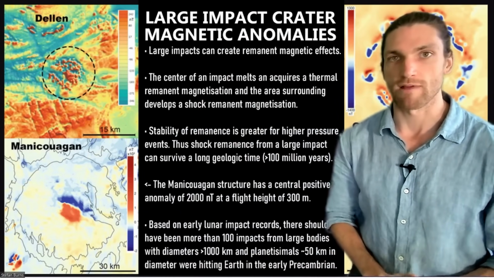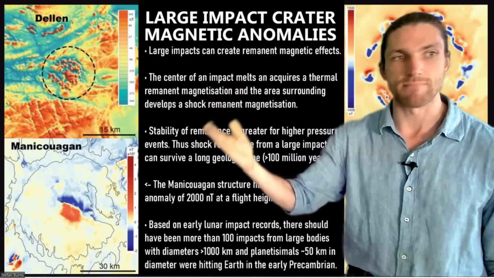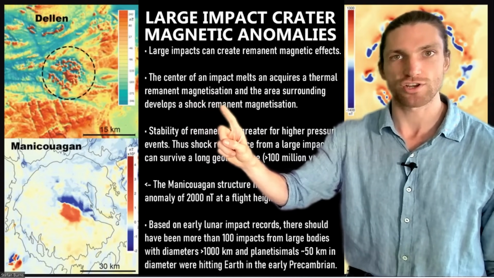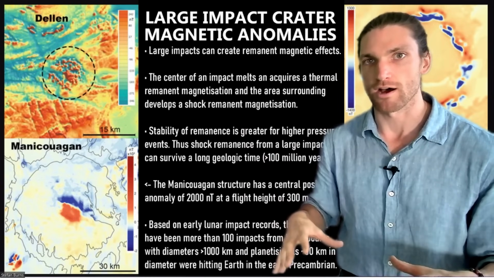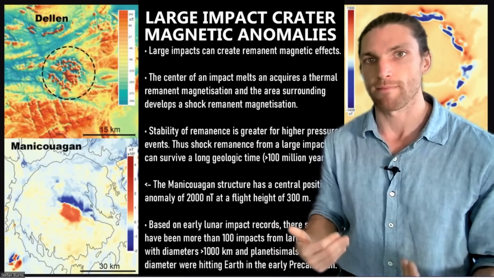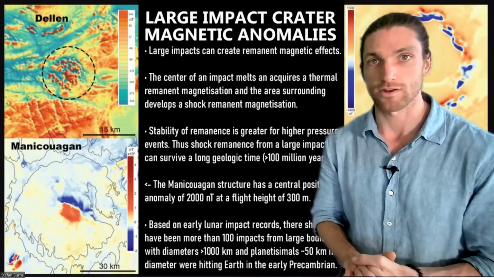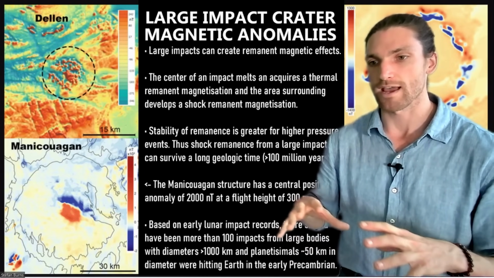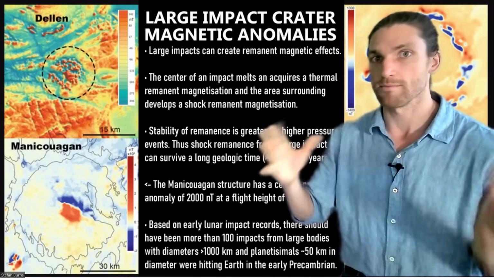Large impacts create remnant magnetic effects, and what happens is the center of an impact melts and acquires a thermal remnant magnetization. When you have geological materials, when they melt beyond their Curie point, they lose all magnetization, and then when they cool again, especially if they're volcanic in origin or they have a lot of iron-bearing materials, they will then remagnetize to the direction of whatever the magnetic field is.